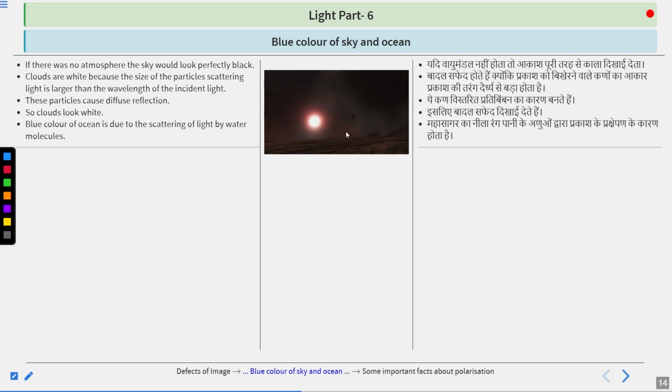Now here you can say the sky appears black. Why? Because there is no atmosphere, no suspended particles. So the scattering of light phenomenon is not observed here. That's why it appears perfectly black.